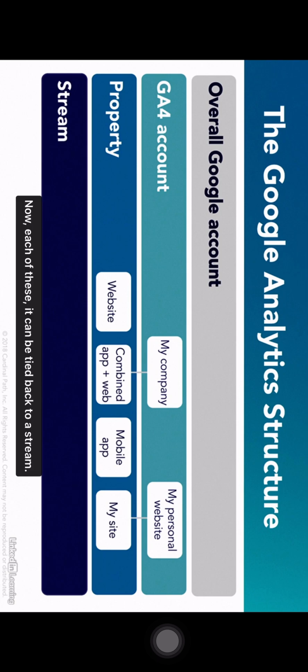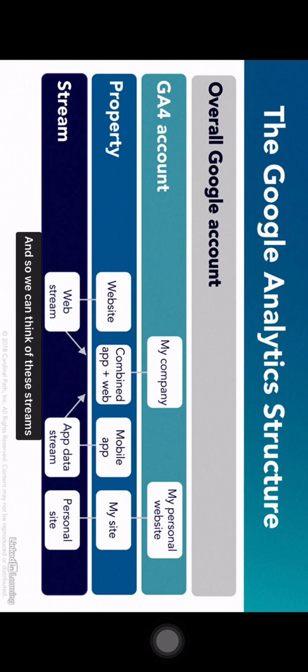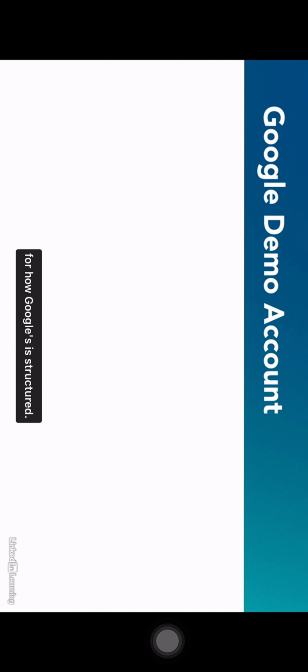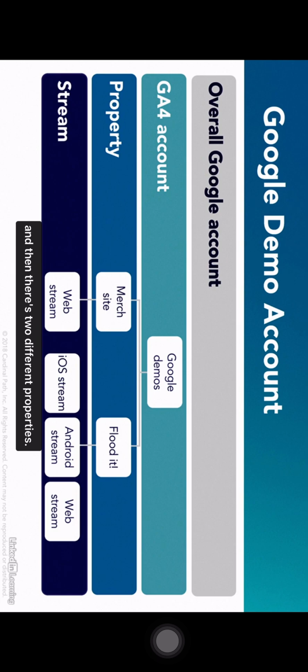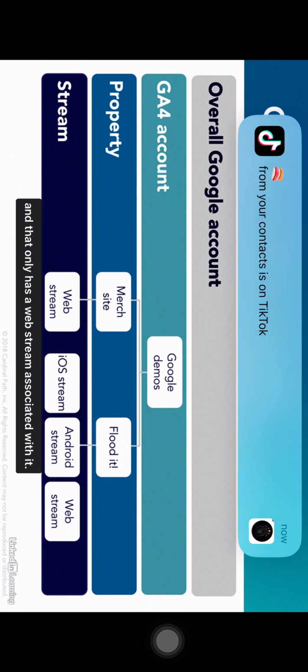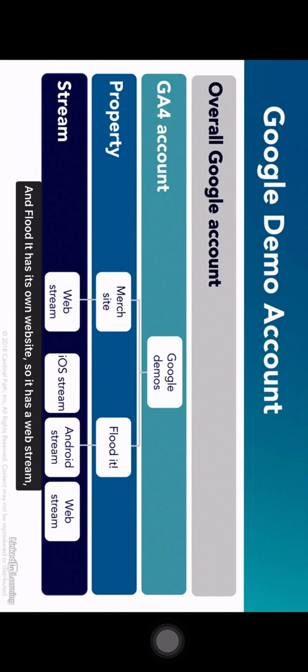Now, each of these can be tied back to a stream. And so we can think of these streams as coming from different data sources. You can have streams that come from iOS apps, Android apps, and web stream apps. Let's take an actual look at an example of how Google's is structured. In their case, they have one GA4 account called Google Demos, and then there are two different properties. There's the site where they sell all of their different merchandise, and that only has a web stream associated with it. But there's also another site called Floodit. Floodit has its own website, so it has a web stream. It has an Android app, so it has an Android stream. And it has an iOS app, so it has an iOS stream, all coming into a single Floodit property.